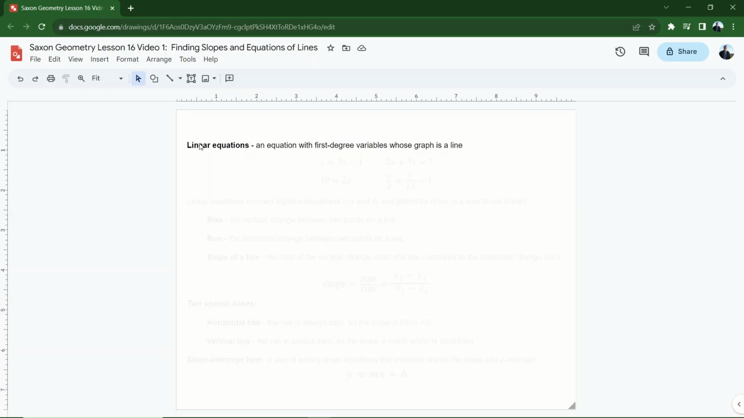It mentions that the variables have to be first degree variables for it to be a line. So in our equation, we can have x, we can have y. As long as we don't have x squared, or x to the 1/2, or x to the 3rd, we're fine. X and y to the first power will make a linear equation. Now, I want you to think about this.